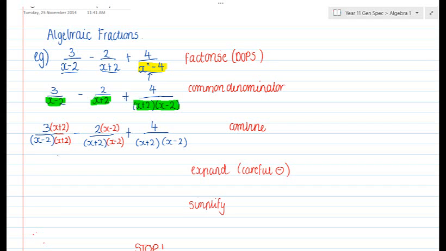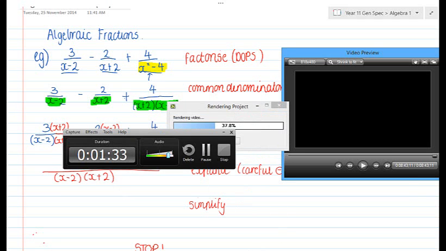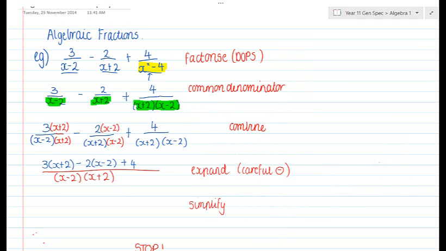The next step will be to combine them. Now that they all have the same denominator, we can add them together. We can make them one big fraction with (x minus 2)(x plus 2) on the bottom. Our next step is to expand and collect, being really careful again of these double negatives, which we'll need to expand out properly. So we'll get 3x plus 6 minus 2x plus 4, all over (x minus 2)(x plus 2).